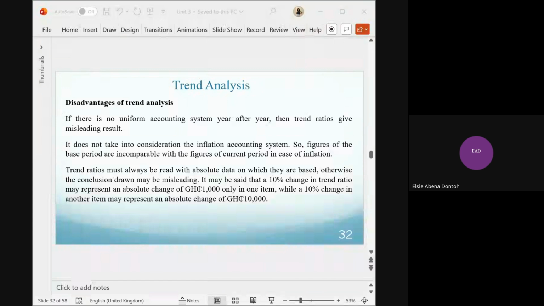It may be said that a 10% change in trend ratio may represent an absolute change of 1,000 only in one item, while a 10% change in another may represent an absolute change of 100. So it's good to make comparison using the figures in absolute terms and then the percentages as well.